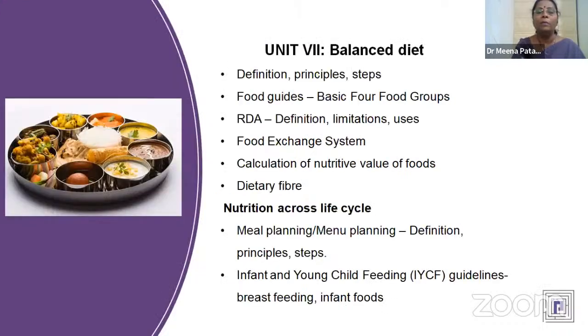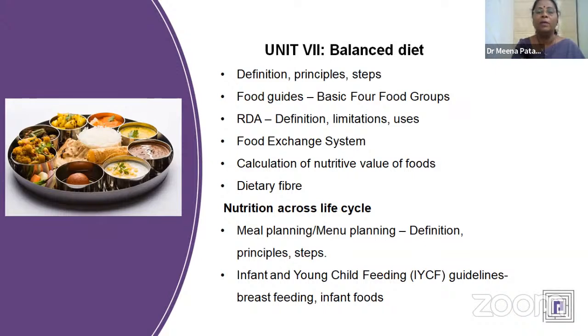Now we will learn about the balanced diet. And in this, the definition of a balanced diet, you can see on your left how beautiful and attractive a thali looks, an Indian thali, which contains the various components of a balanced diet, the principles of balanced diet, the steps to be followed in menu planning, then food guides, basic 4 food groups, and the recommended dietary allowances.